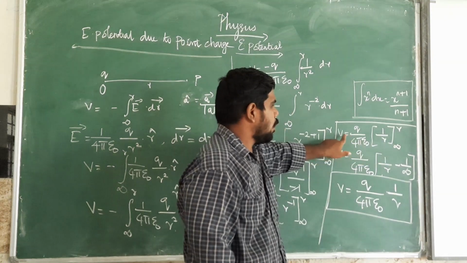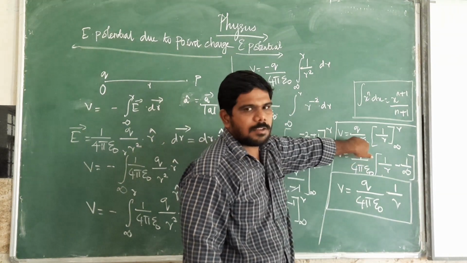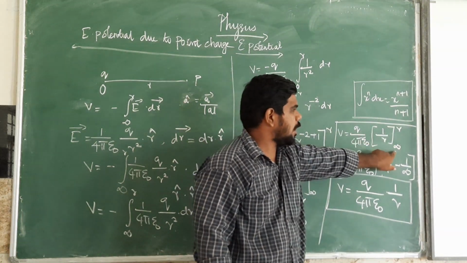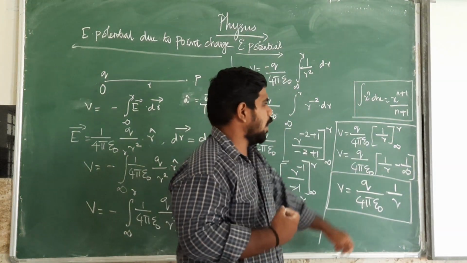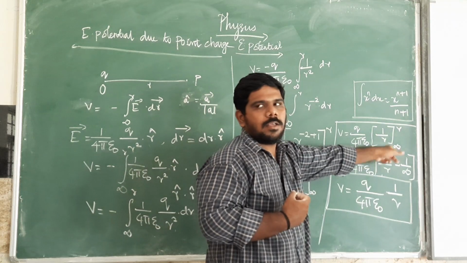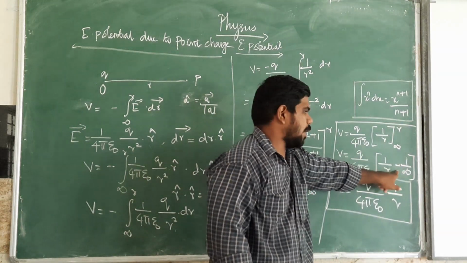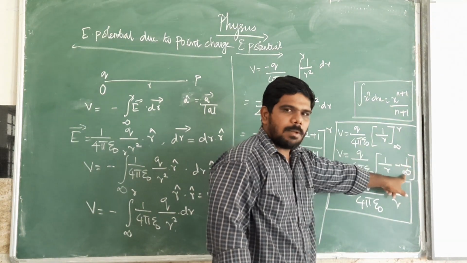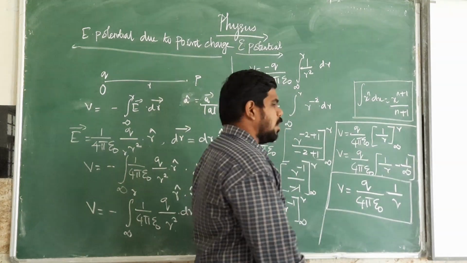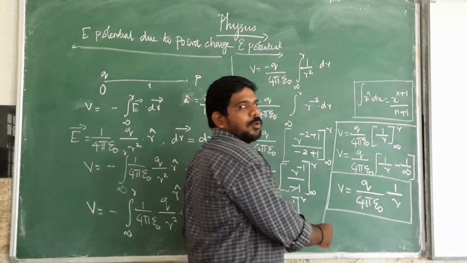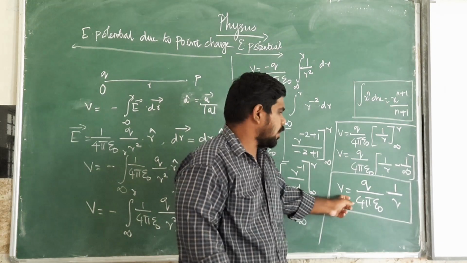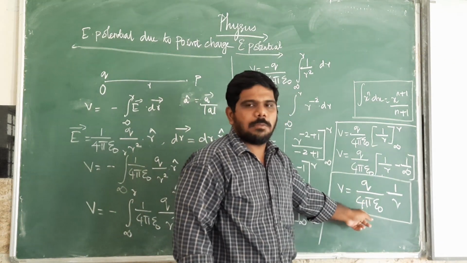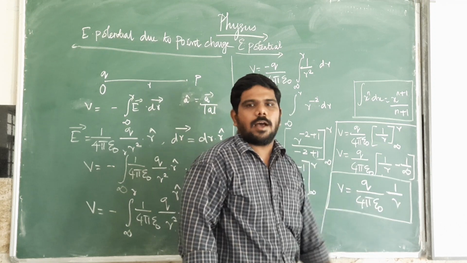So what we get? V is equal to q by 4 pi epsilon 0 into 1 by r, with limits from infinity to r. We substitute the upper limit minus the lower limit. So we get 1 by r minus 1 by infinity. A number divided by infinity is 0. So what is the formula we get for the electric potential at P? V is equal to q by 4 pi epsilon 0 into 1 by r.